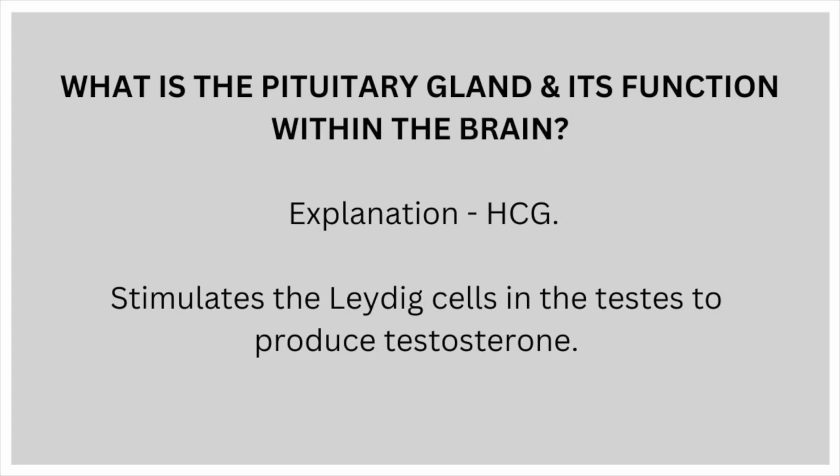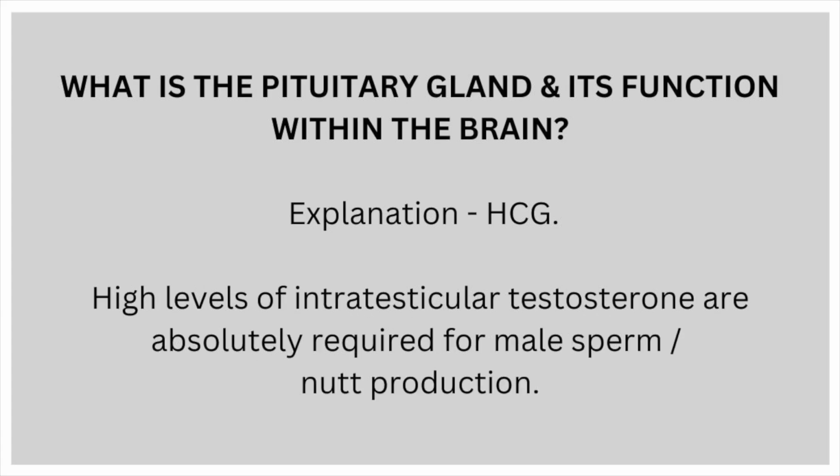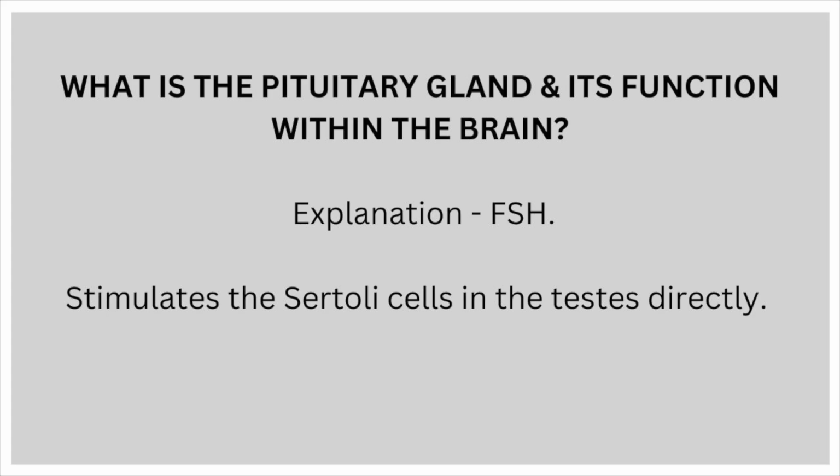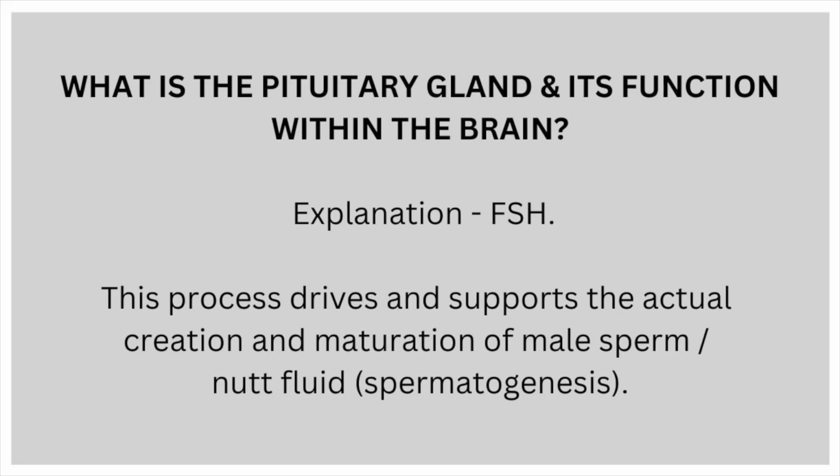HCG stimulates the Leydig cells in the testes to produce testosterone. High levels of intratesticular testosterone are absolutely required for male nut production. Check out that for a word. Intratesticular testosterone. FSH stimulates the Sertoli cells in the testes directly. This process drives and supports the actual creation and maturation of male nut fluid. This is spermatogenesis.